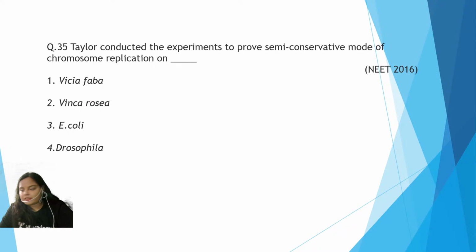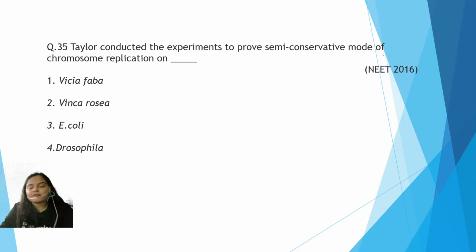Question number 35. Now, Taylor conducted the experiments to prove semi-conservative mode of chromosome replication on Vicia faba, Vinca rosea, E. coli, or Drosophila. So now you have to tell the experimental object which was used by Taylor in proving the semi-conservative method of chromosome replication. So again, a direct question from the theory part.